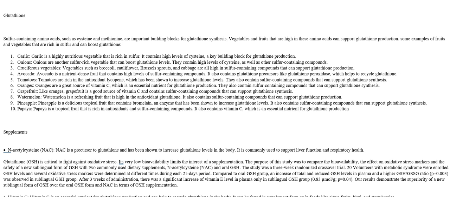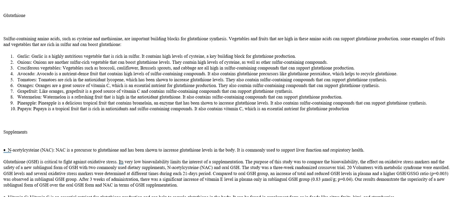Tomatoes also contain sulfur-containing compounds that can support glutathione synthesis. Oranges are a great source of vitamin C, which is an essential nutrient for glutathione production. They also contain sulfur-containing compounds that can support glutathione synthesis.